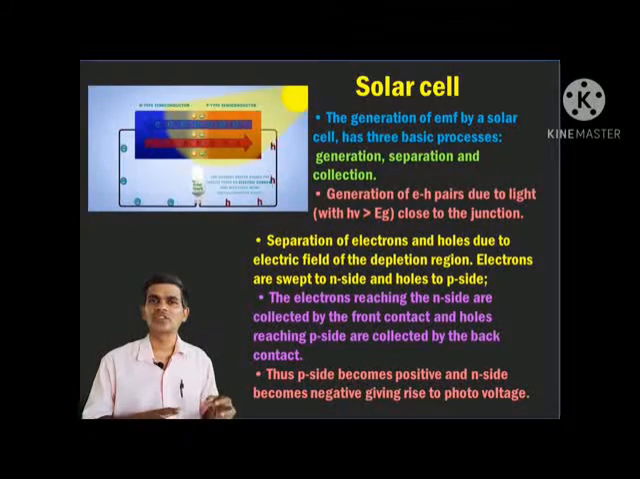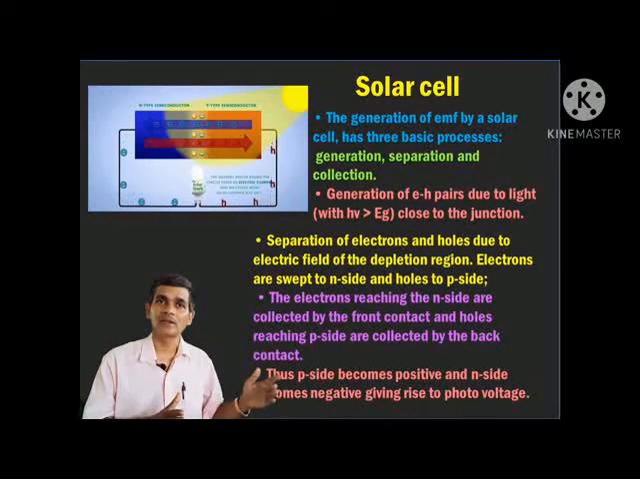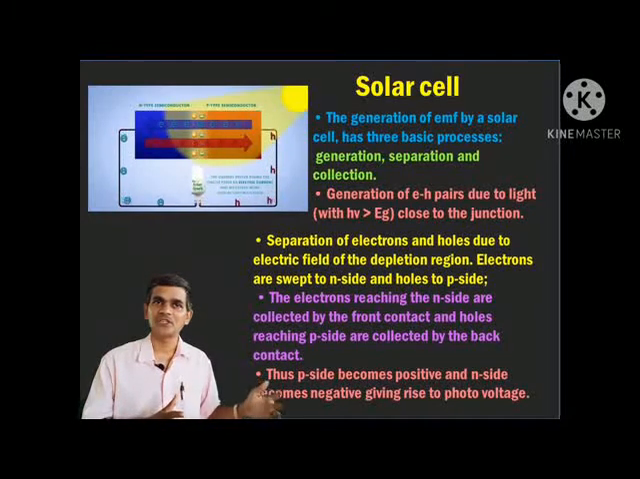The electrons reaching the n side are collected by the front contact, and holes reaching the p side are collected by the back contact. A potential difference is developed: the p side becomes positive and the n side becomes negative. This is a voltage or EMF, and it is called photovoltage. By that we can convert solar or sunlight energy to electric energy using a solar cell.